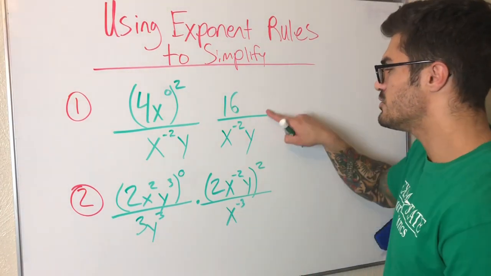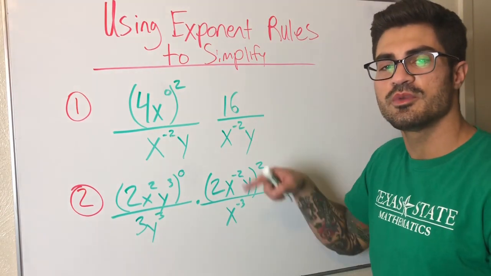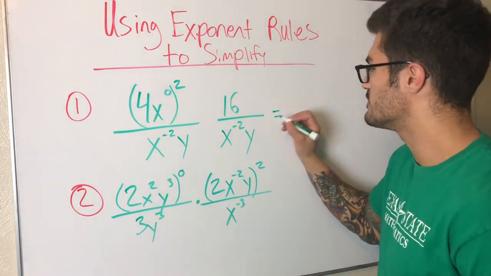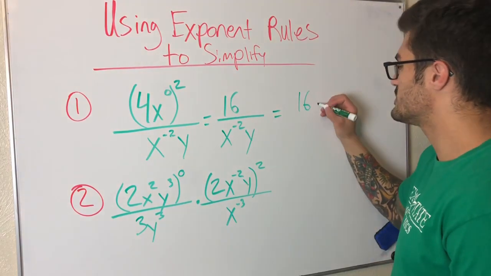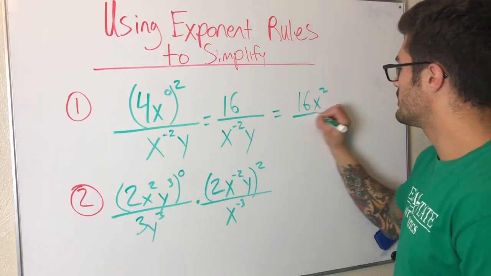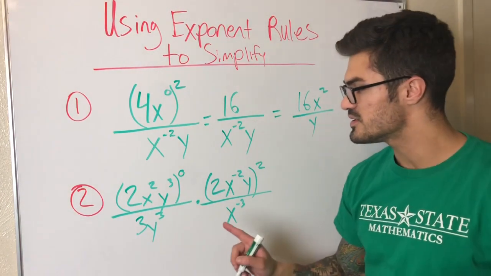So now all we have left to do is bring the x to the negative 2 up to the top, right? Because we want all the exponents to be positive. So this is equivalent, and what we're left with is 16x squared y. There we go. All right, next example.